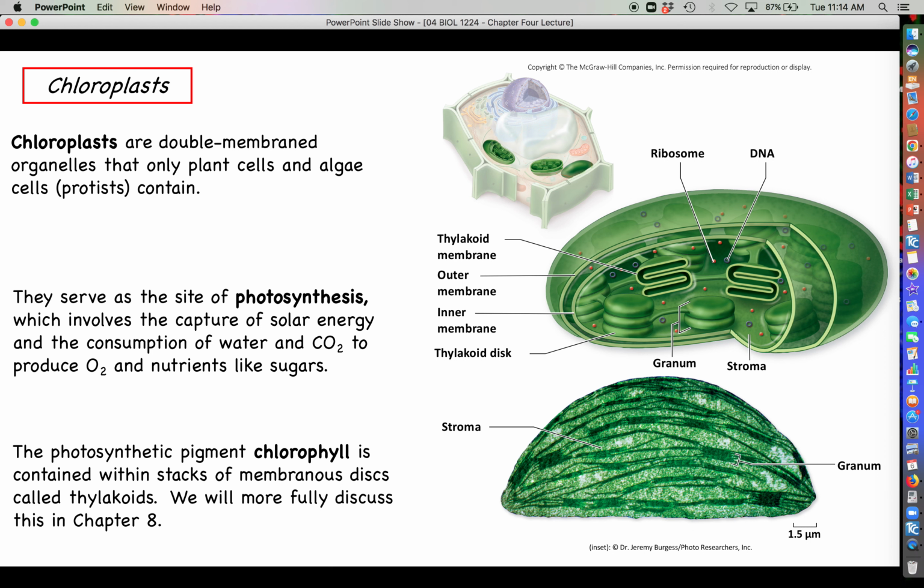But for now, I'll just tease. It's the fact that this pigment absorbs certain wavelengths of light while reflecting others. The green wavelengths of light are the ones that are reflected at our eyes, which is why plants appear green to us.